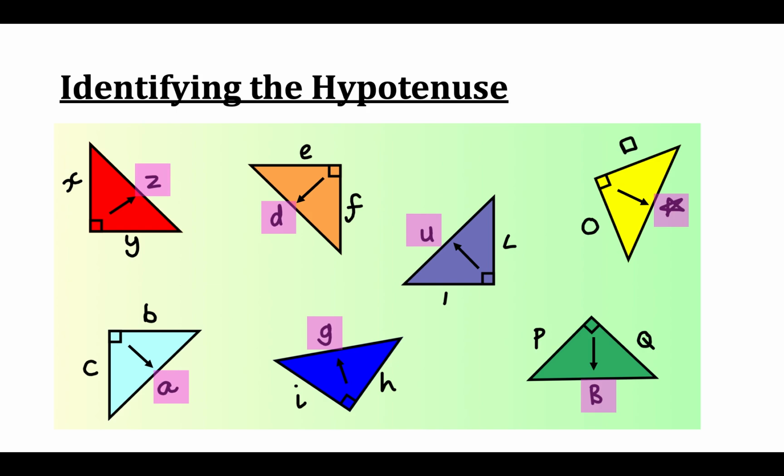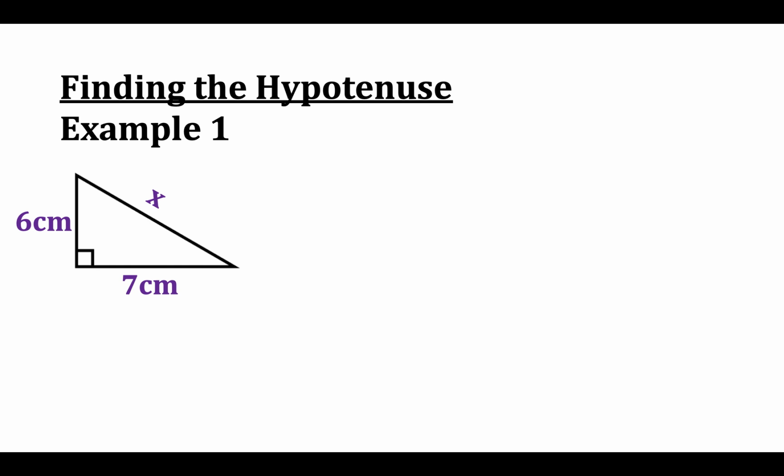So now we know how to identify the hypotenuse in any right angle triangle, given it doesn't matter which way it's positioned, it can be rotated. We still look for the hypotenuse across from the right angle. So let's see how to use Pythagoras' theorem to find the hypotenuse.